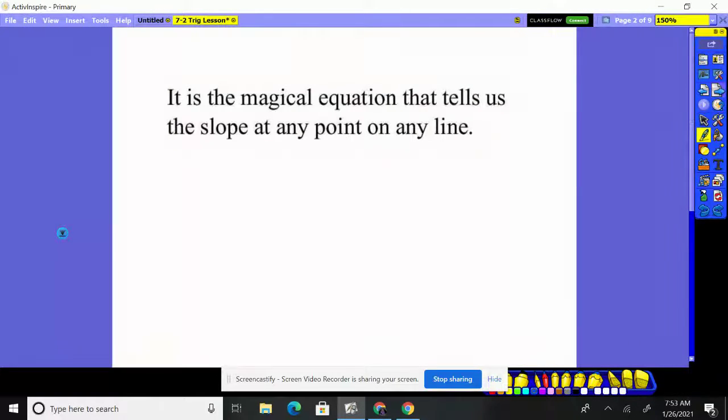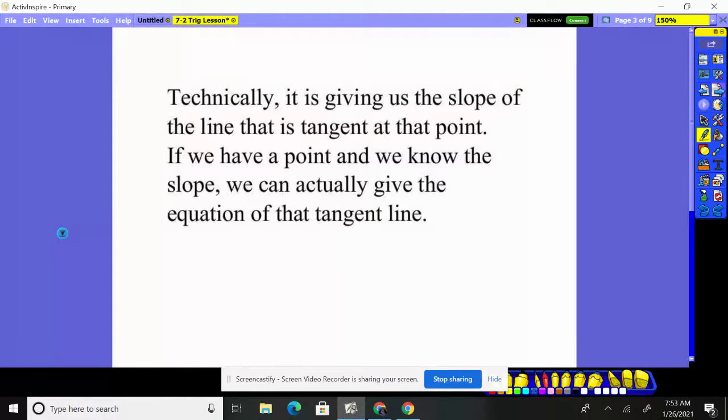So what we're talking about, as I say, is the magical equation that tells you the slope at any point on that line. Technically, it has given us the slope of the line that is tangent at that point. We have a point and we know the slope. Well, we can actually give the equation of that tangent line. So if I have this line and I have the equation of it, I take the derivative. That derivative tells me the slope anywhere I want on it. All I've got to do is plug in the x value.